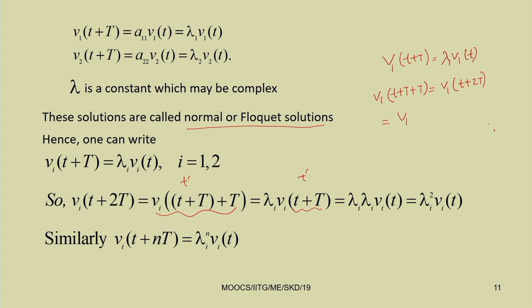Again you just see, V_i(t dash) is nothing but V_i(t + T). So in that case it will again reduce to lambda_i V_i(t). In this way you are getting V_i(t + 2T) equal to lambda_i squared V_i(t). Similarly, if you take V_i(t + nT), after n time periods, the response can be written as lambda_i to the power n V_i(t).